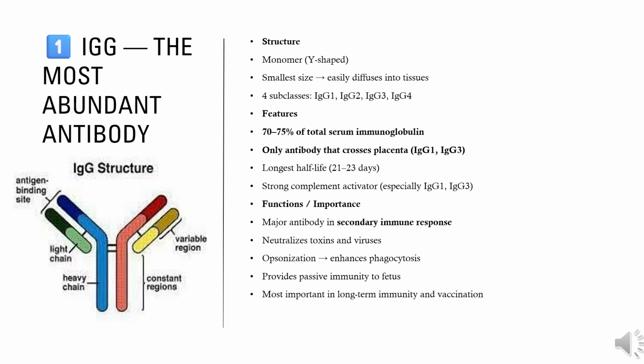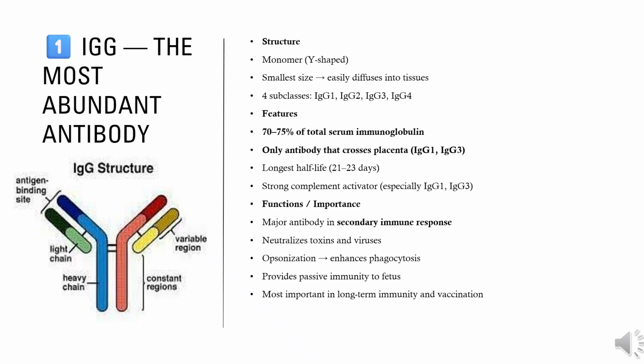When we see the features of the IgG, 70 to 75% of the total serum immunoglobulins is the IgG. This is the only antibody that can cross placenta, and the half-life is the maximum, that is 21 to 23 days. It can play its role in the activation of the complement system.